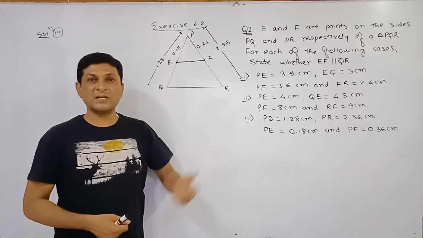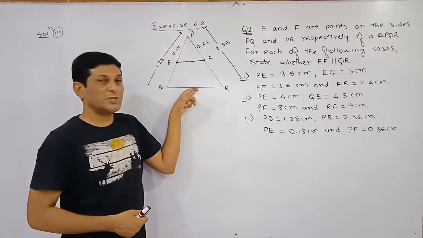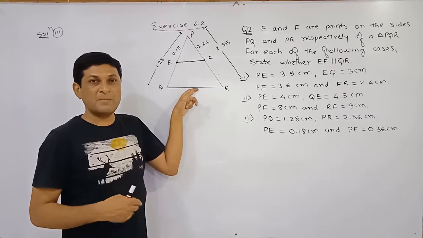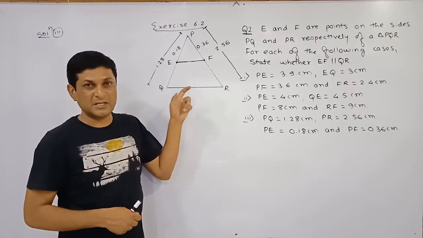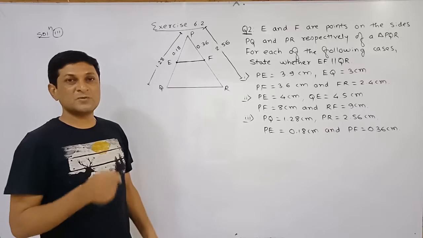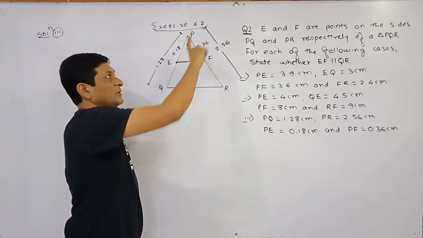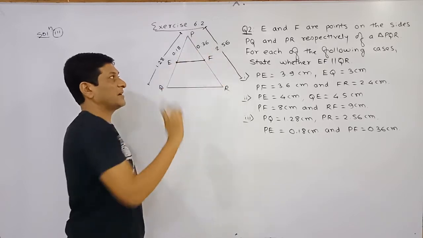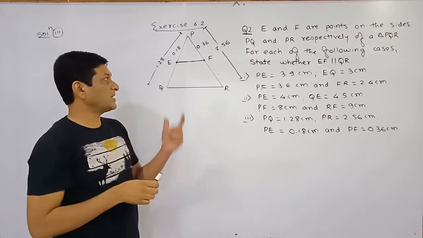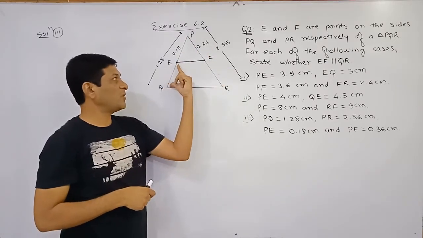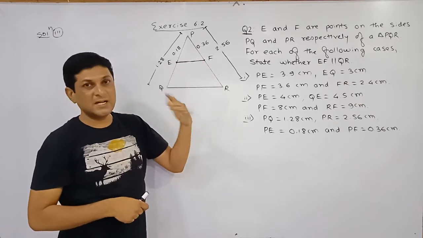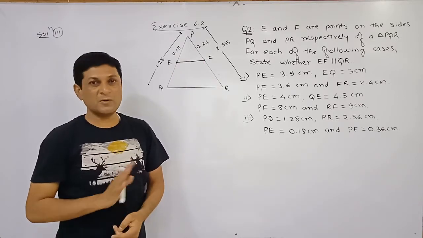To check whether this EF is parallel to QR or not, we have to apply the converse of the basic proportionality theorem. According to this theorem, we have to find the ratio of PE and EQ, and on this side PF and FR. To find our required ratio, we will require the lengths of EQ and FR. Then and only then are we able to find our required ratio.